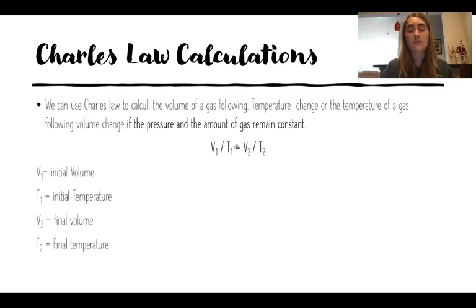Now look what's different about this equation. Instead of multiplying V1 by T1, we're actually dividing V1 by T1 and setting that equal to V2 over T2. Where again, V1 is the initial volume, T1 is the initial temperature, V2 is the final volume, and T2 is the final temperature.